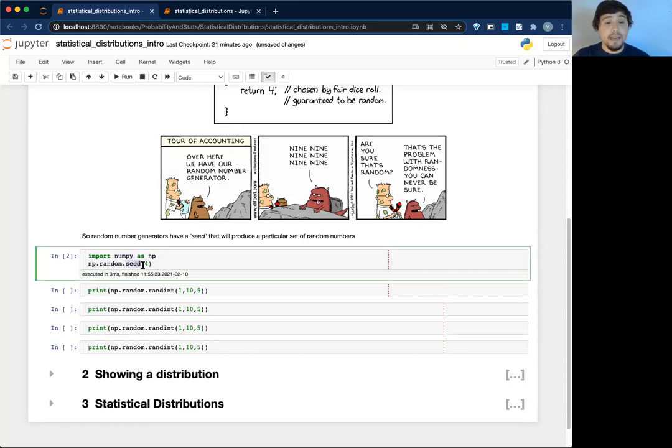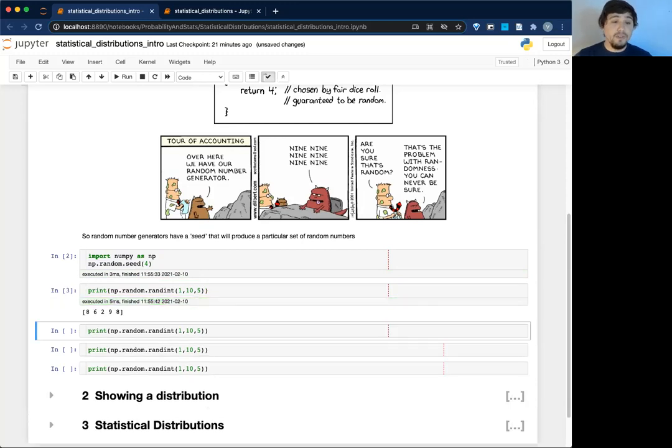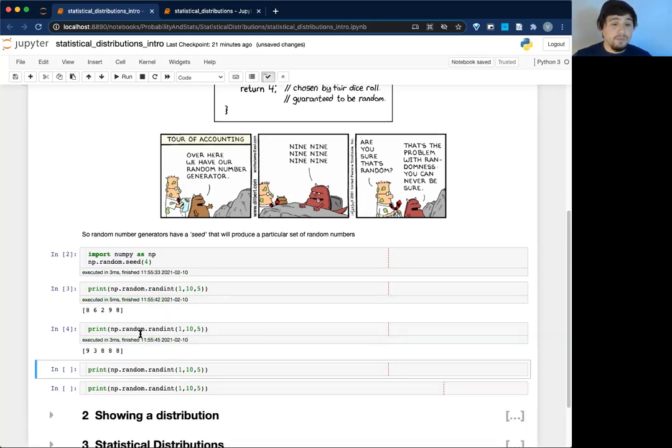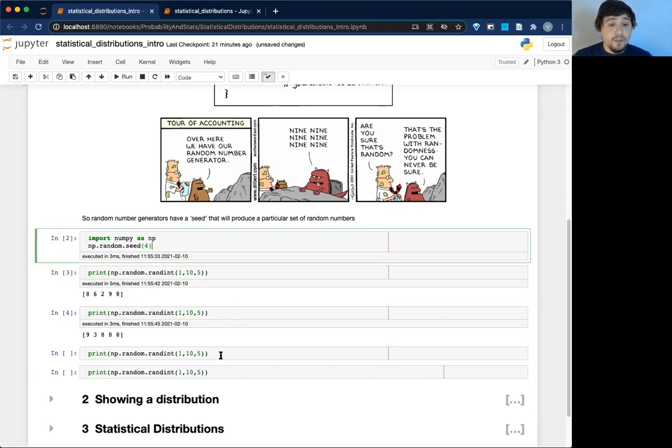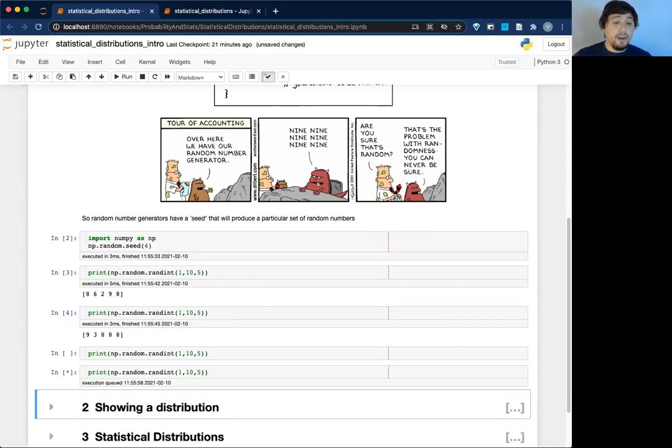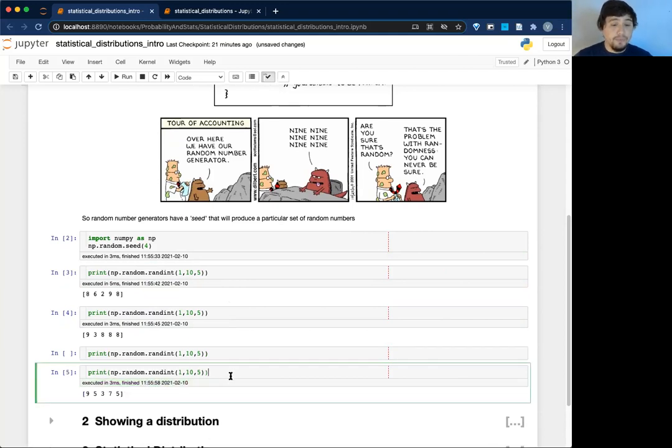Some interesting areas, but the important part is that with NumPy we can actually produce random numbers. We have to pass in a seed. And what that seed does, when I run these, you can see here, I have 86298, 93888. This is basically producing five random numbers between one and 10. If I redo this over and over again, I can do this over and over.